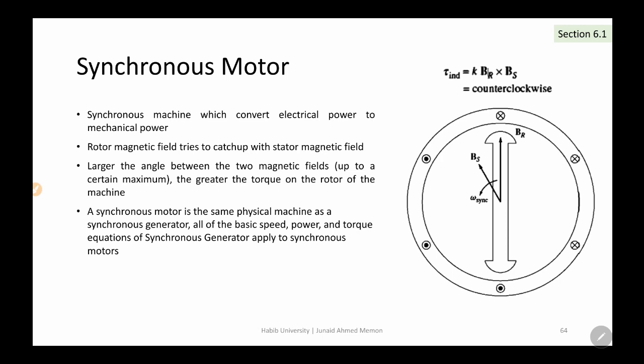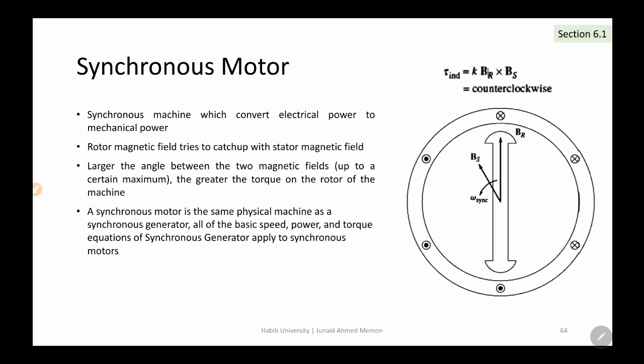The rotor, as we discussed, tries to catch up with the stator magnetic field, and the larger the angle between the two magnetic fields, the more torque is produced on the rotor, which will ensure that both magnetic fields stay aligned and in a locked condition. A synchronous motor is, as we said, the same as a synchronous generator. It means all the laws, principles and equations which we derived for speed, power and torque will be valid for the synchronous motor as well.